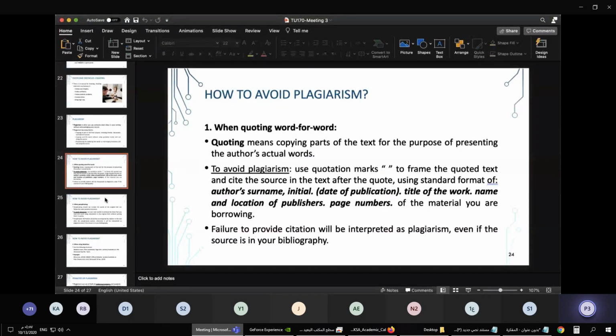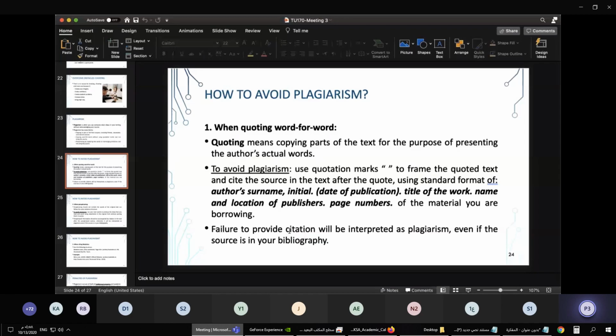How to avoid plagiarism? When quoting word for word, for example, quoting means copying part of the text for the purpose of presenting the author's actual words. To avoid plagiarism, use quotation marks. So if you take someone's sentence or words and want to use them in your essay, your assignment, or your research, you need to use quotation marks and also a citation at the end of the work.